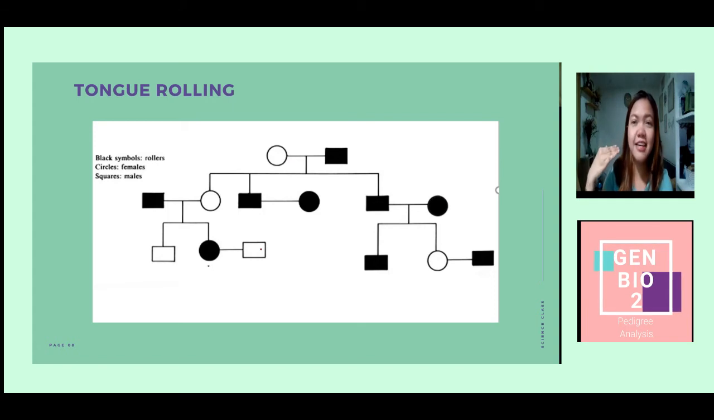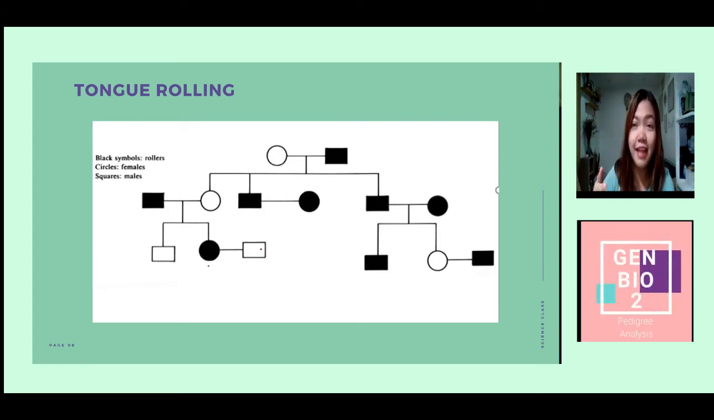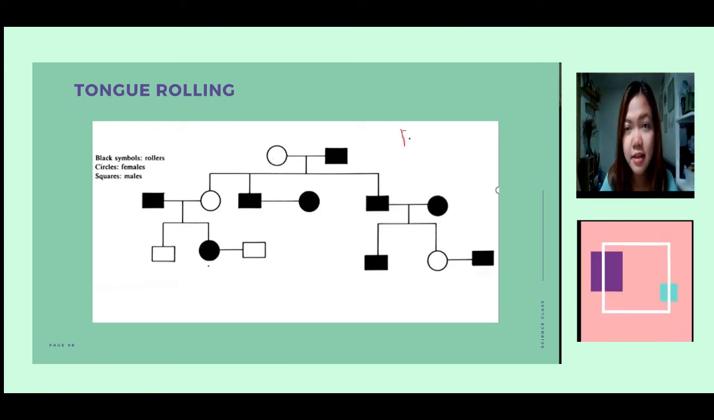So the first thing, of course, that we need to do to analyze the pedigree chart is, what's the first step? Identify if the trait is dominant or recessive. So based on this pedigree, you can say that the trait is dominant. Why is it dominant?